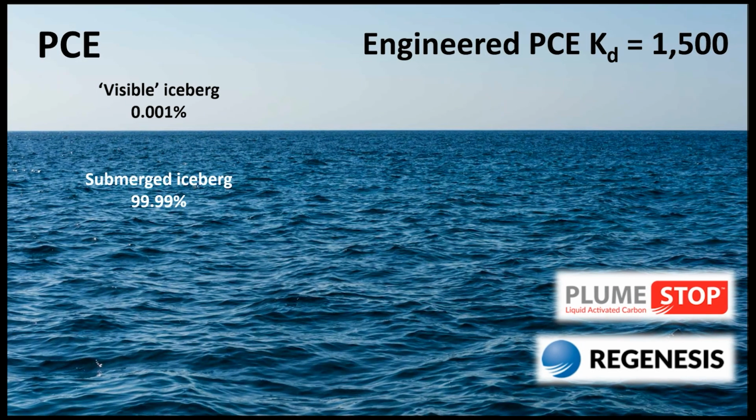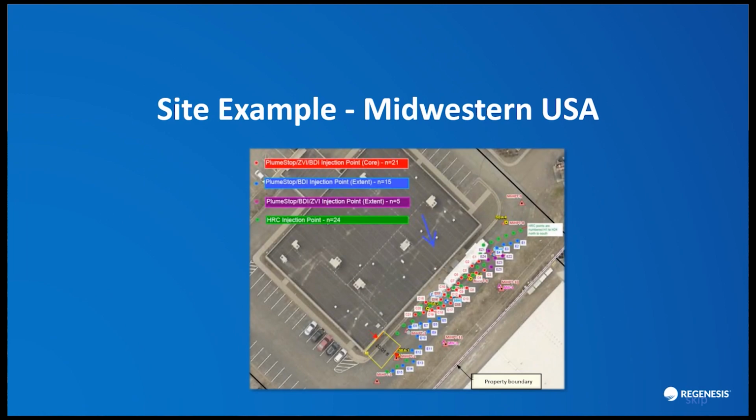Let's take an example of a site in the Midwest USA. This one is an industrial site. It has high concentrations of contaminants and high flux, and there is only a narrow accessible area for treatment located in the roadway between the buildings and the property boundary. Let's take a closer look.